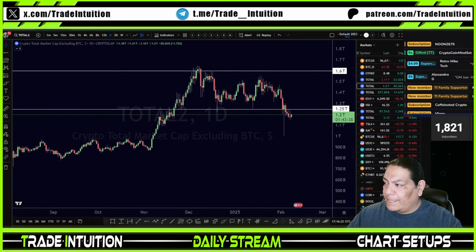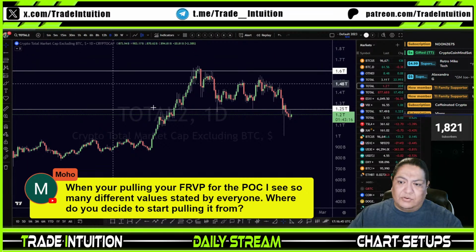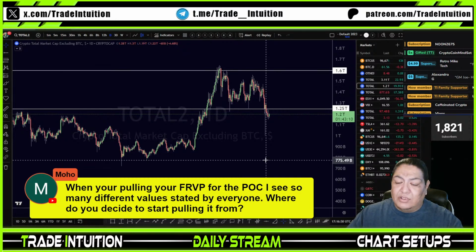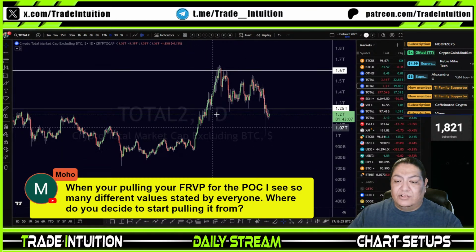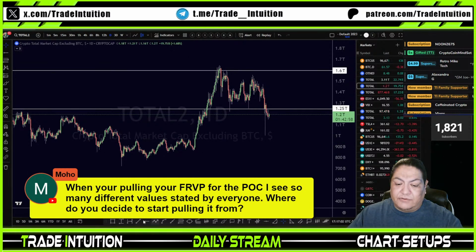Let's see here. Moho says, when you're pulling the fixed range volume profile for your point of control, I see many different values stated by everyone. Where do you decide to start pulling it from? It's always from a pivot. Always from a pivot. So let's do it from here. Now, this is subjective because we have a pivot here, and these are the main pivots. We have a pivot here, we have a pivot here. So I could pull it from here. Let's see here, fixed range volume profile.